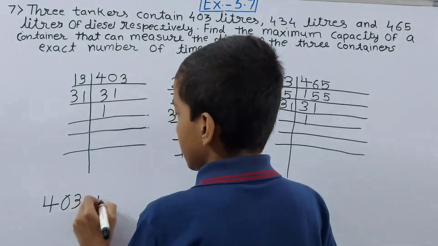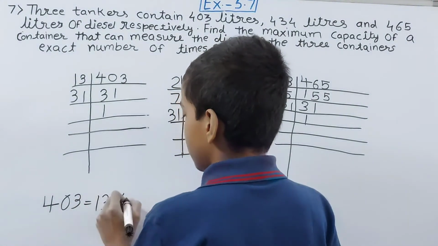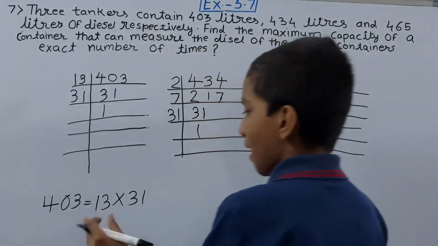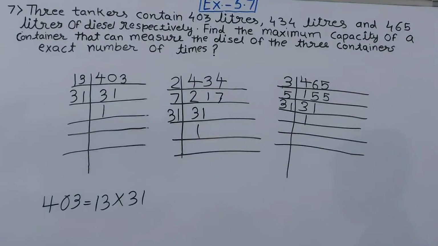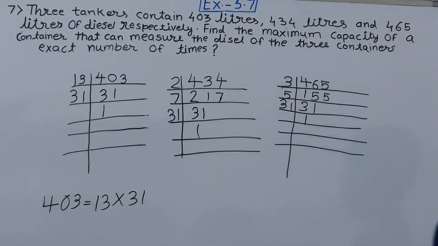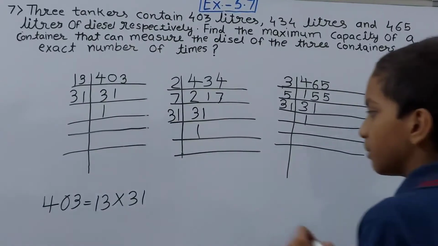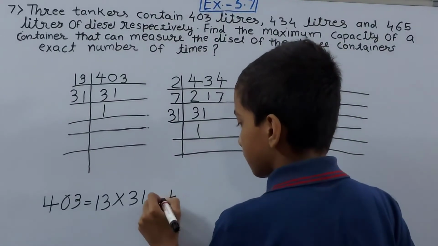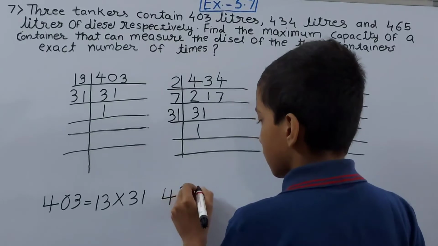So 13 into 31. You have to write it in a multiplication form. Okay, so 13 into 31 will give us 403. Now comes 434. So let's see this also.